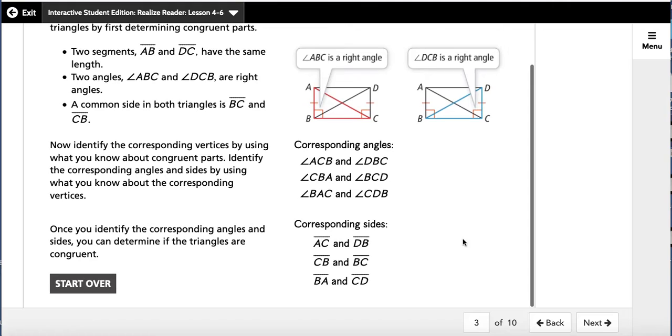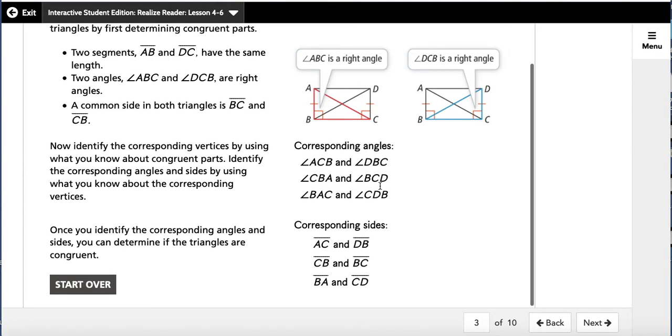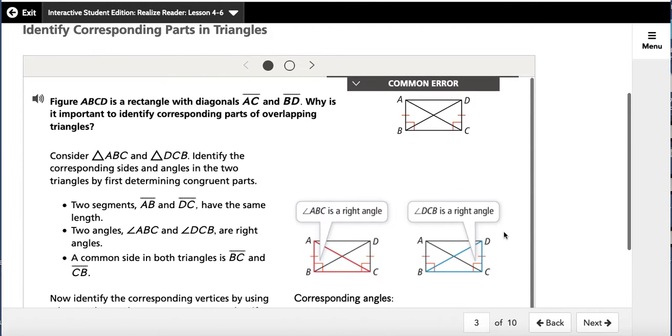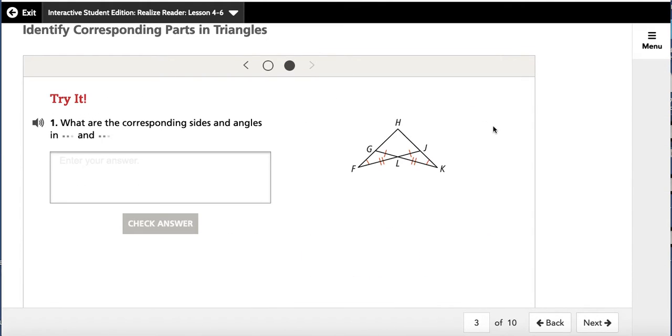So this is stating how you knew all of these three and all of these three, but as we learned in the earlier section, all we need is like a side angle side matched up with another, or an angle side angle. There were 4 or 5 different ways we learned that triangles can be congruent. All right, let's see what we have next.